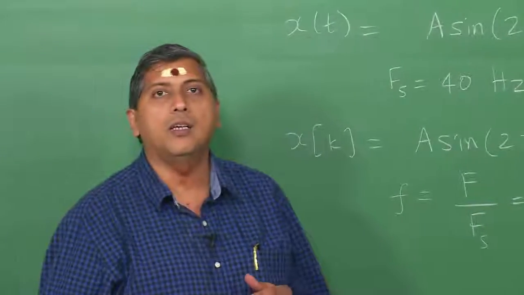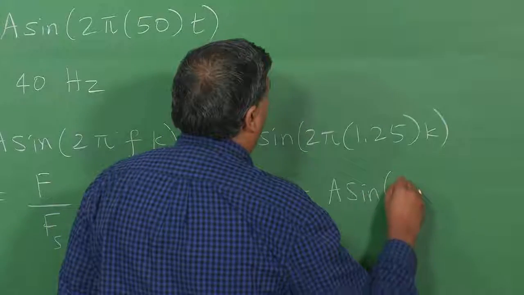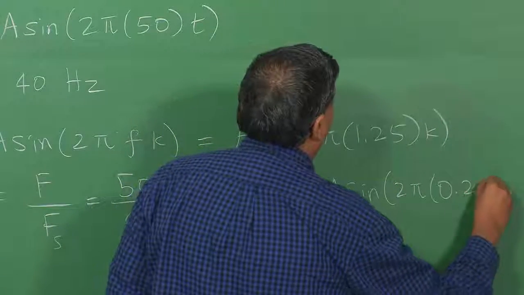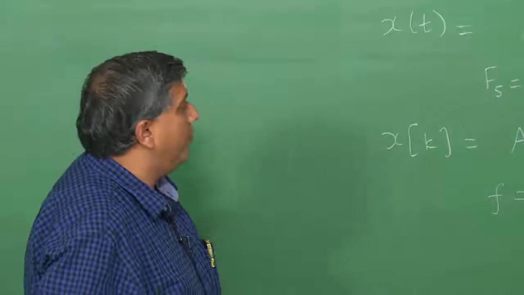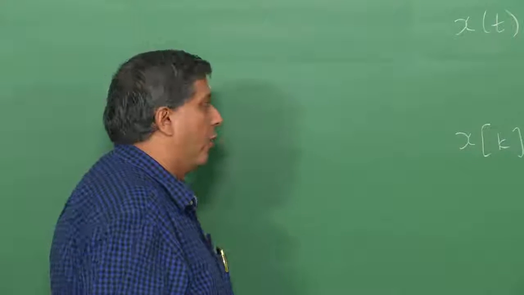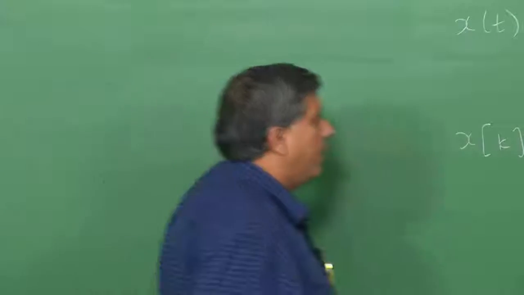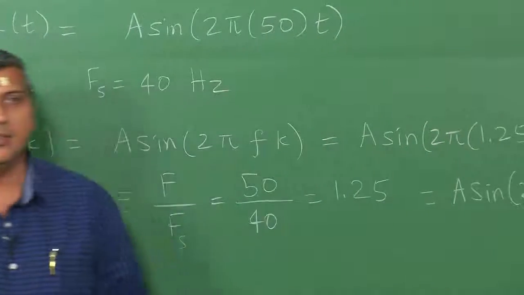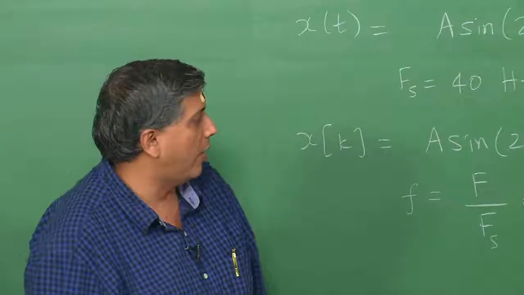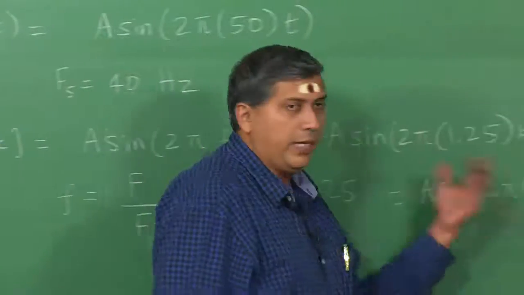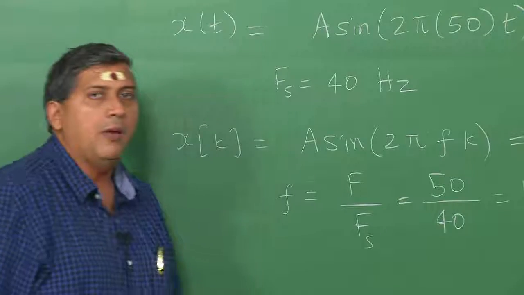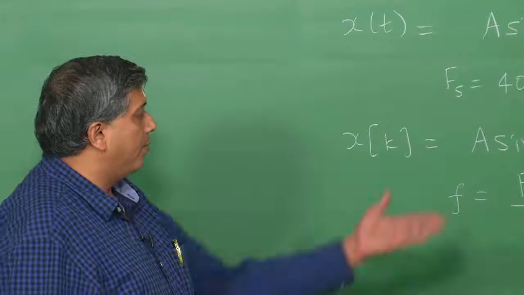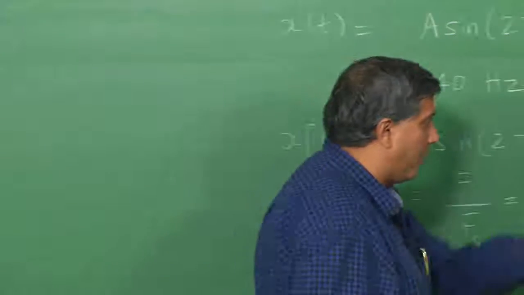frequency 1.25 cycles per sample manifests as a sine 2 pi 0.25 k due to the periodicity of the discrete time sinusoid. In other words, what has happened, again this is a repeat of what we have learnt in aliasing. What has happened is I should have seen a discrete time sine wave of frequency 1.25 cycles per sample, but I end up viewing it as a discrete time sine wave of frequency 0.25 cycles per sample, and that is again because of the properties of this trigonometric function.